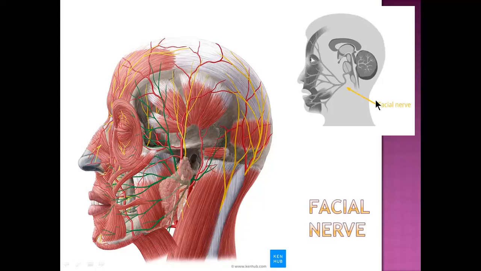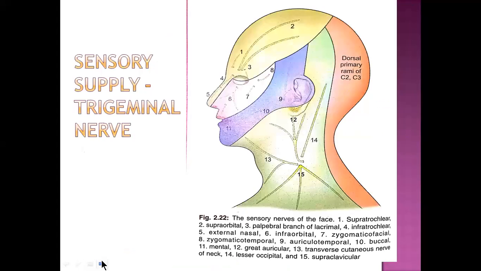Okay, so this is the seventh cranial nerve coming out of the skull through a foramen called the stylomastoid foramen. Then it enters the parotid gland and it supplies the muscles of facial expression. And these are all motor nerves, and it has five branches. Now coming to the sensory nerve supply.